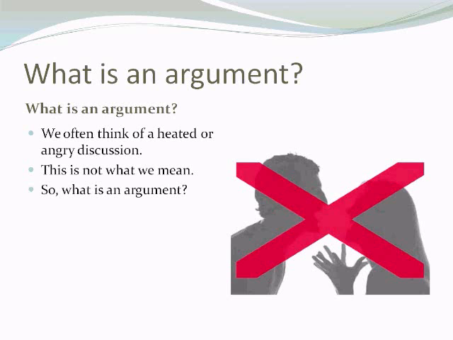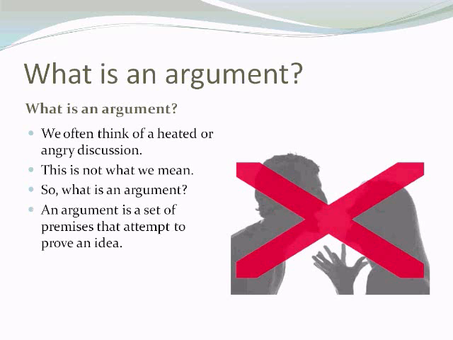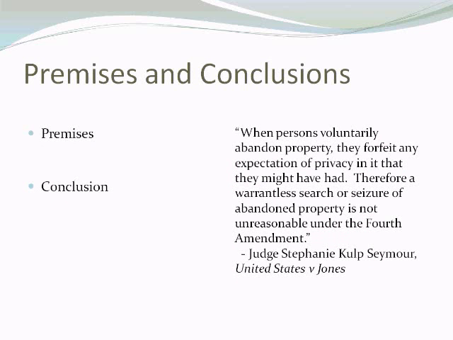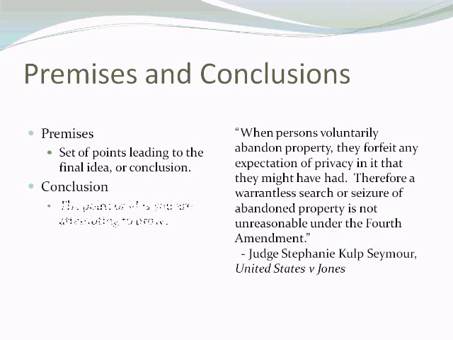So, if that's not the argument that we will be having, what is an argument? Well, an argument is a set of premises that attempt to prove an idea. We are going to try to work as best as we can with logical, rational proofs. All arguments have two components. They have premises and conclusions. So let's take a look at those two components. The premises are a set of ideas leading to a final idea or a conclusion. The conclusion is the idea that you're attempting to prove.